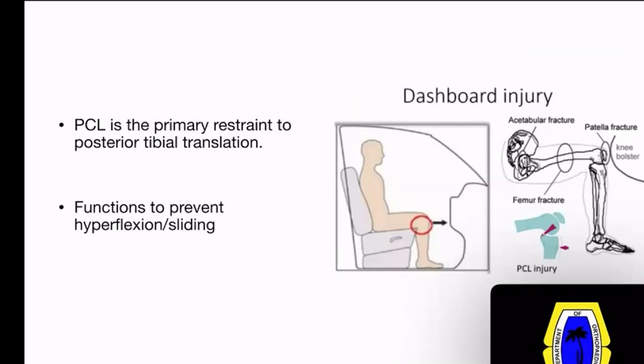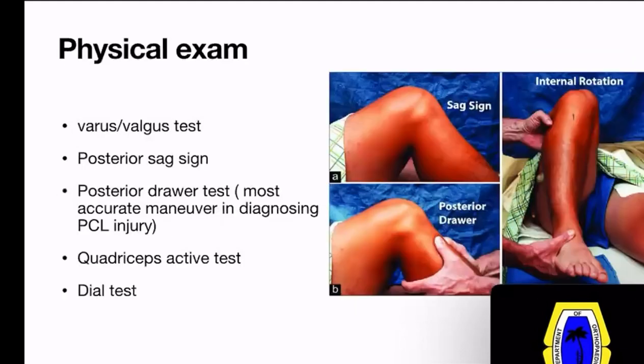The most common mechanism is direct blow to the knee, no, a dashboard, di ba? Dashboard injury. Non-contact pivoting sa ACL. Sa PCL, non-contact hyperflexion. It prevents hyperflexion and sliding.